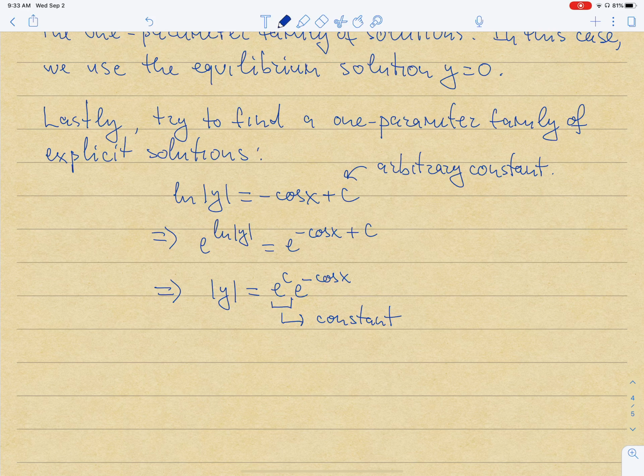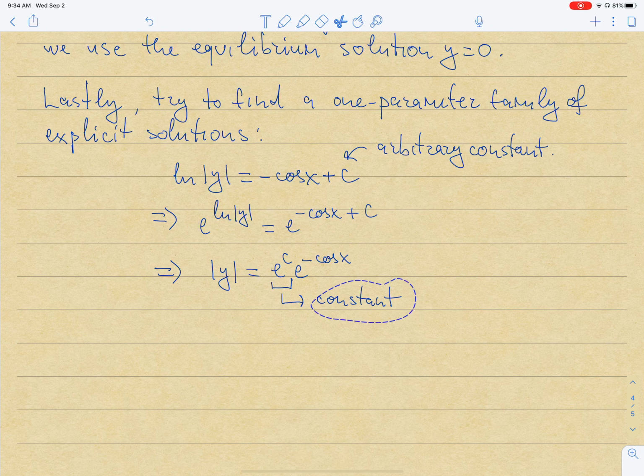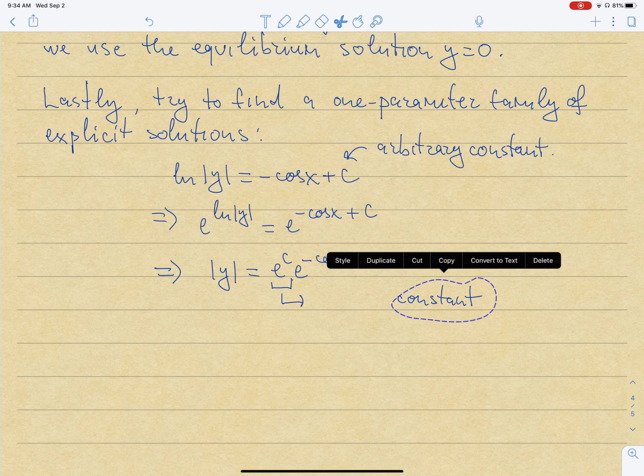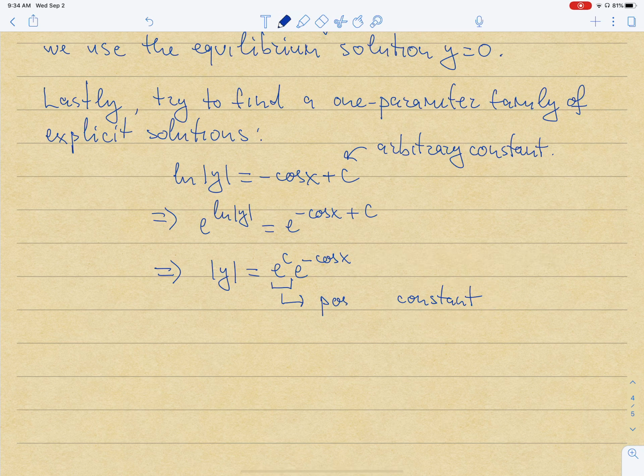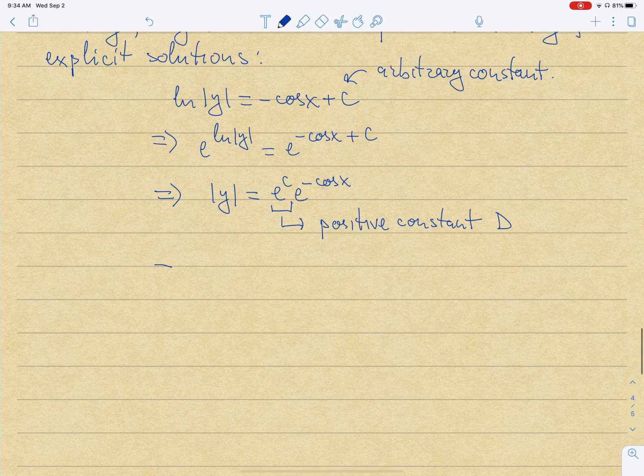But if you remember the graph of the exponential function, then exponential function has values that are always positive. So that means that e to the c must actually be a positive constant. So let's make a note of that. And let's call this d. So that means that absolute value of y is equal to d e to the minus cosine of x.